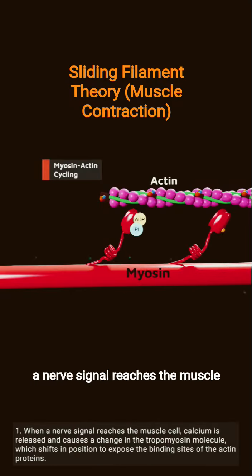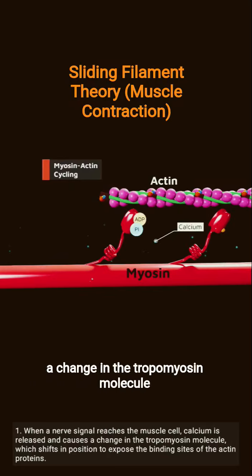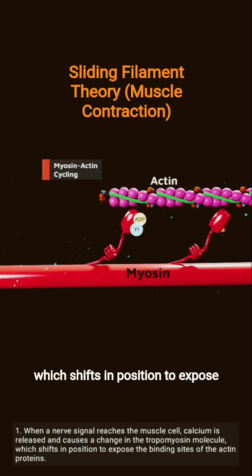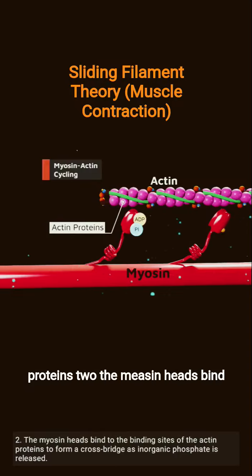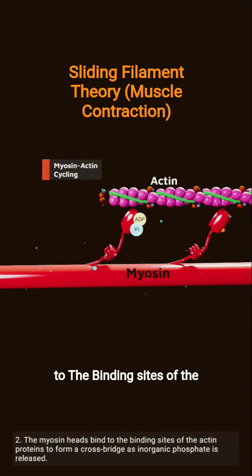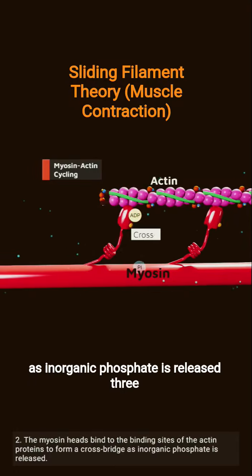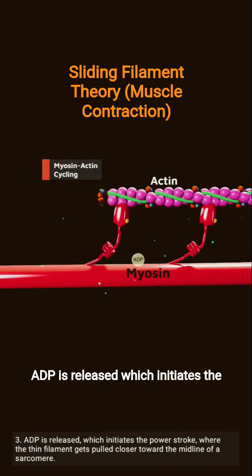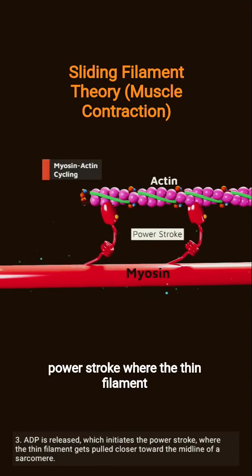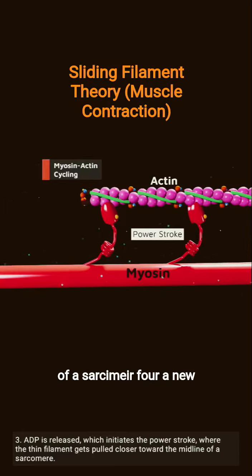1. When a nerve signal reaches the muscle cell, calcium is released and causes a change in the tropomyosin molecule, which shifts in position to expose the binding sites of the actin proteins. 2. The myosin heads bind to the binding sites of the actin proteins to form a cross bridge as inorganic phosphate is released. 3. ADP is released, which initiates the power stroke, where the thin filament gets pulled closer toward the midline of a sarcomere.